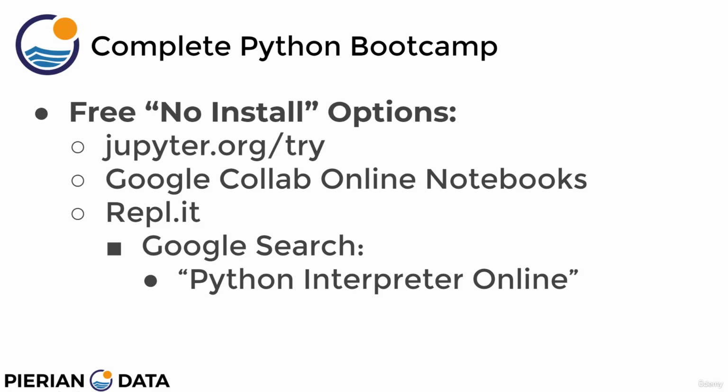Then we'll also check out Google Colab online notebooks. You do need a Google account like a Gmail address in order to access those, but it's a pretty cool feature provided by Google. And then we'll also check out Repl.it, and that's a website that allows you just to write some Python code, have it interpreted, and run. I should mention there are dozens of these sort of websites, and you can find them by doing a quick Google search for Python interpreter online, and you'll get a ton of options, including the ones shown here.